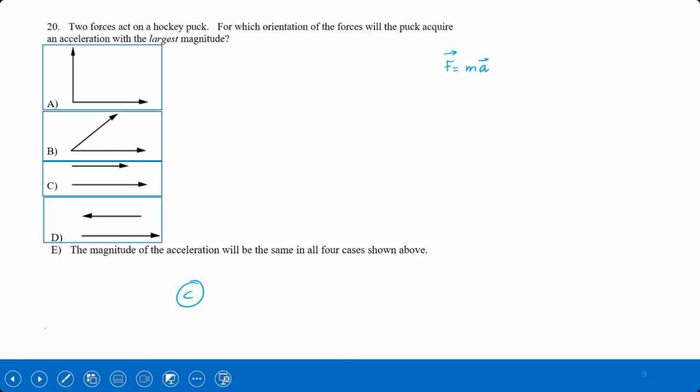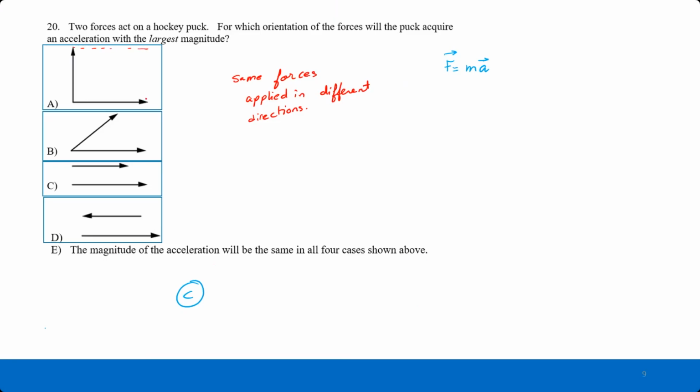Another example: two forces act on a hockey puck. For which orientation of the forces will the puck acquire an acceleration with the largest magnitude? So I have the same forces applied in different directions. Here I'm really looking for the largest net force. We'll talk later about the relationship between acceleration and net force, but I want the largest net force in this question. Fnet will be the sum of the two forces in each case, right?